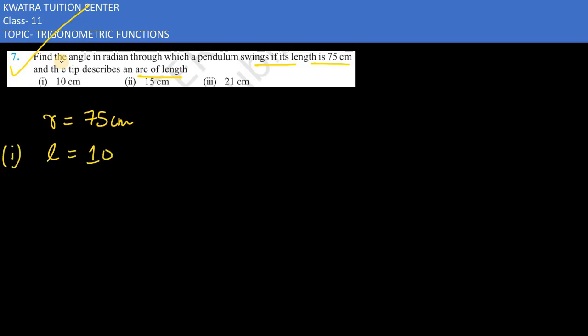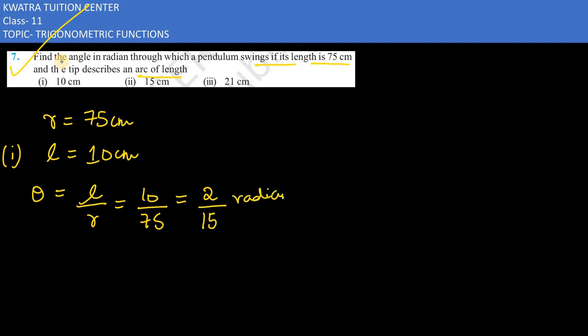First situation में L is given as 10 centimeter. I have to find the angle. Angle कैसे निकलेगा? It would be L by R. So it would be 10 by 75. और 10 by 75 को simplify कैसे करोगे? That would be 2 by 15 in this case. That would be in radians.